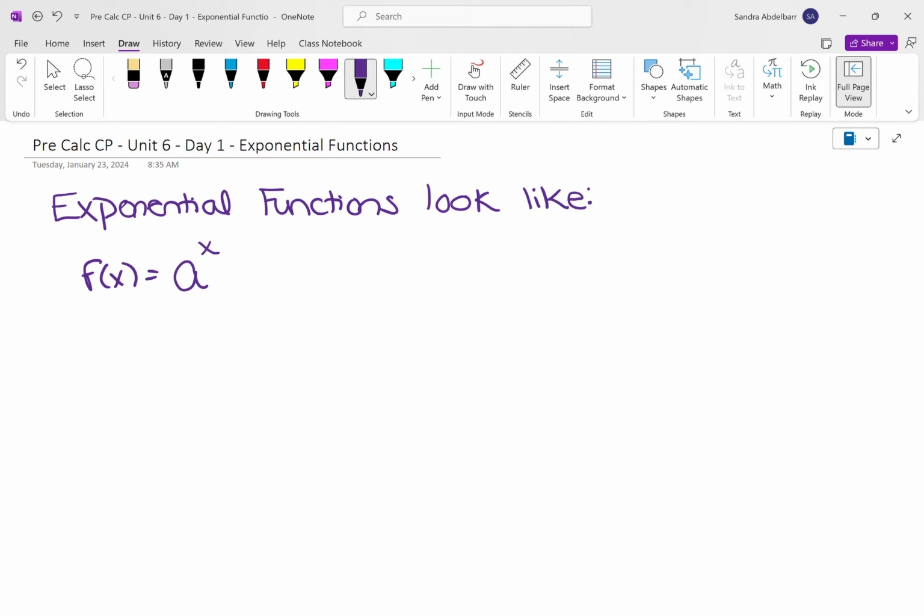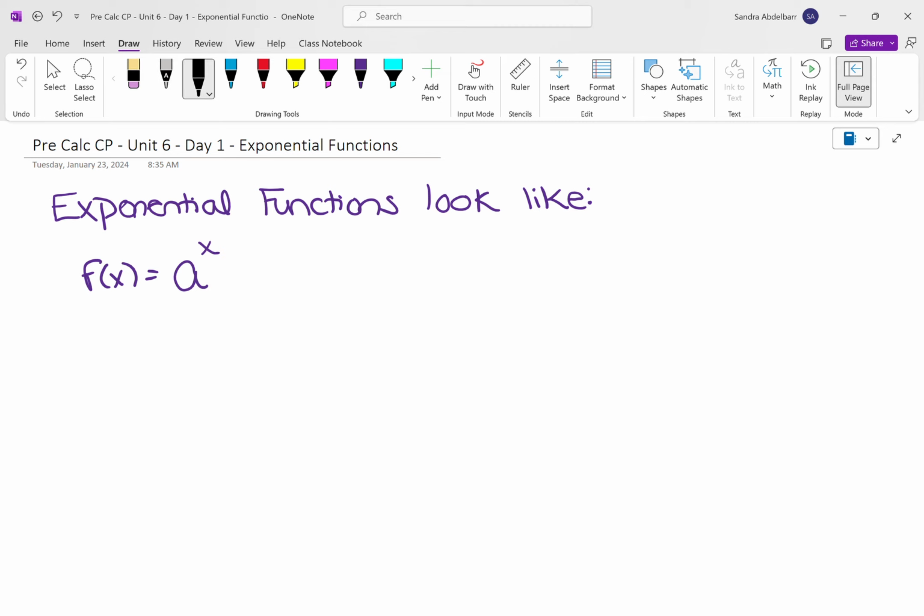Now in this scenario, where our variable is in our exponent, our base can't be negative. Why is it that our base can't be negative? Because let's say our base was -2, and then we raise it to the half power. You guys don't have to write this down. But if our base is -2 and we raise it to the half power, wouldn't that be the square root of -2? And what is the square root of -2? Isn't that an imaginary number? For that reason, our base can never be negative.